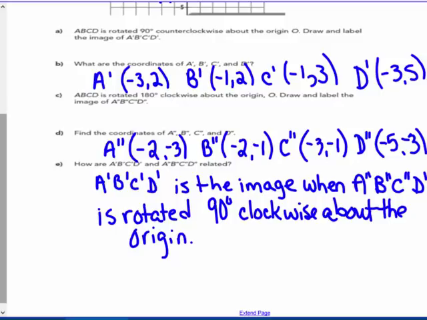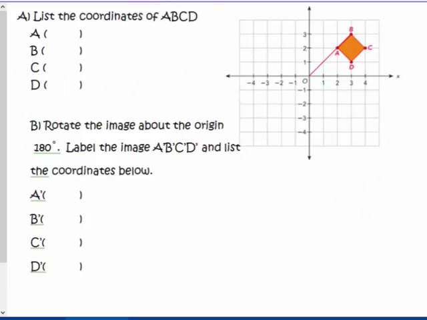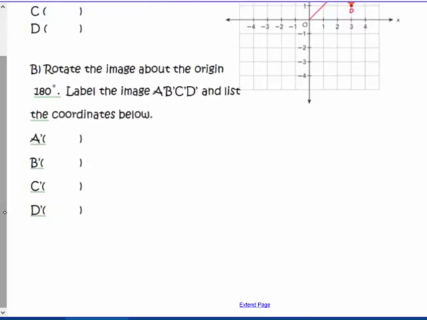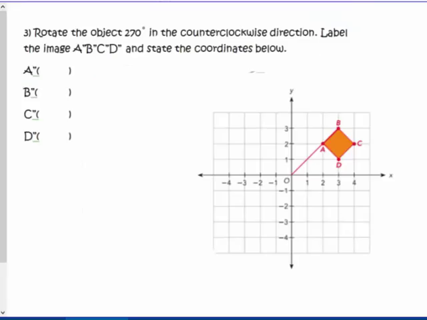Okay, and the last question. I'm going to leave these parts A, B, and C, or 1, 2, and 3. Is it A, B, and C? It's A, B, and 3, I think. A, B, and then part 3 should be a C. A, B, and C, let's call that.